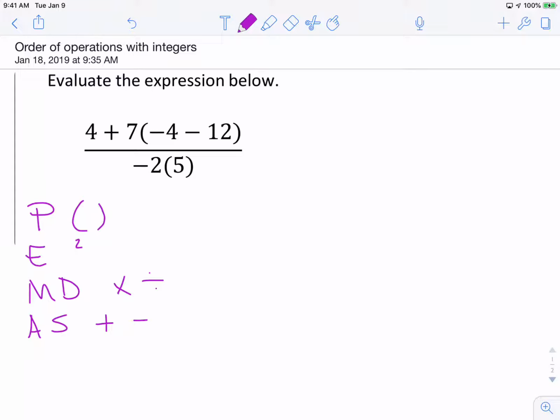So in this case, we have 4 plus 7, and I'm going to do my parentheses first. Times, when a number is next to parentheses, that's multiply, times negative 4 minus 12.